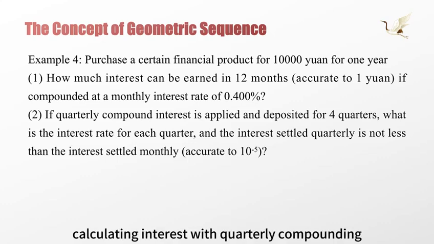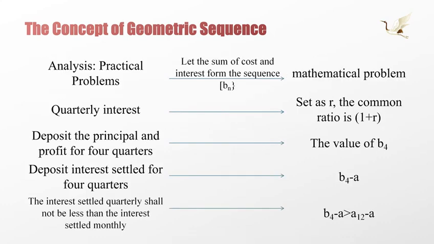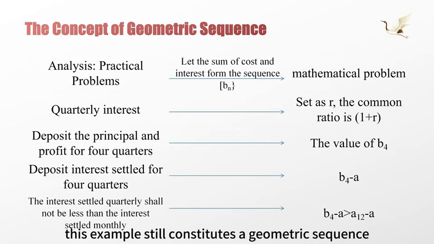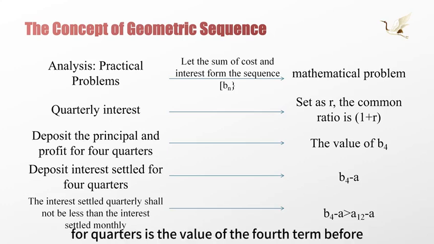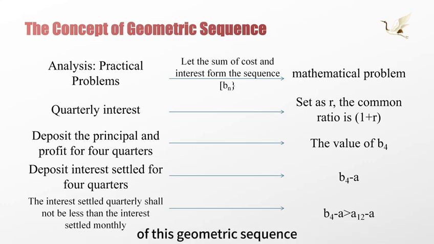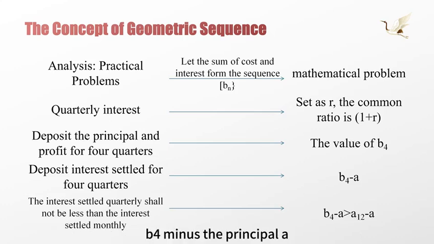Calculating interest with quarterly compounding is still a compound interest problem. So at this point, we know that this example still constitutes a geometric sequence, which we name b_n. Then we can set the quarterly interest rate as r, so the common ratio is 1 plus r. The principal and interest after 4 quarters is the value of the fourth term of this geometric sequence. The interest settled after 4 quarters should be b_4 minus the principal a.